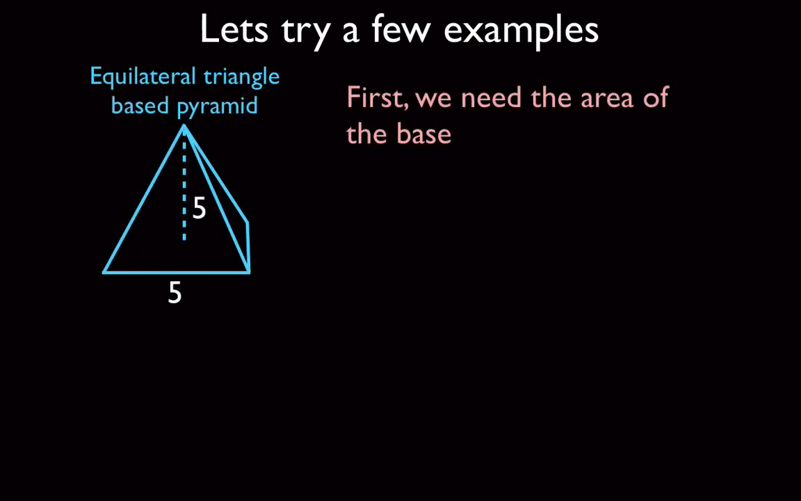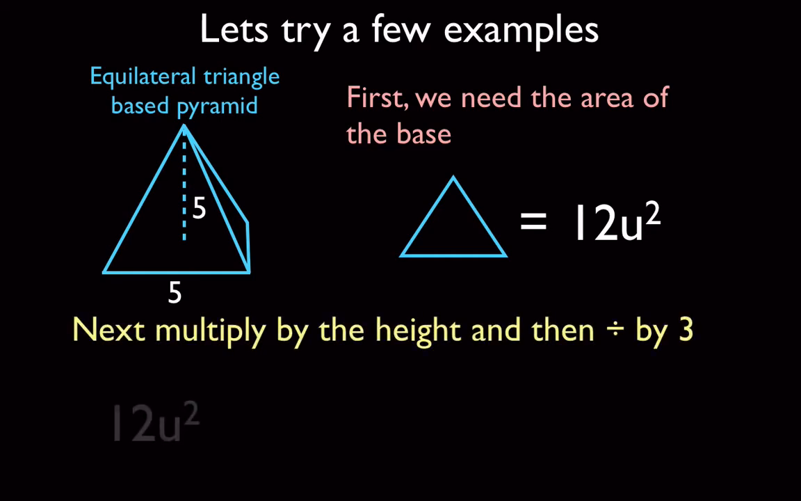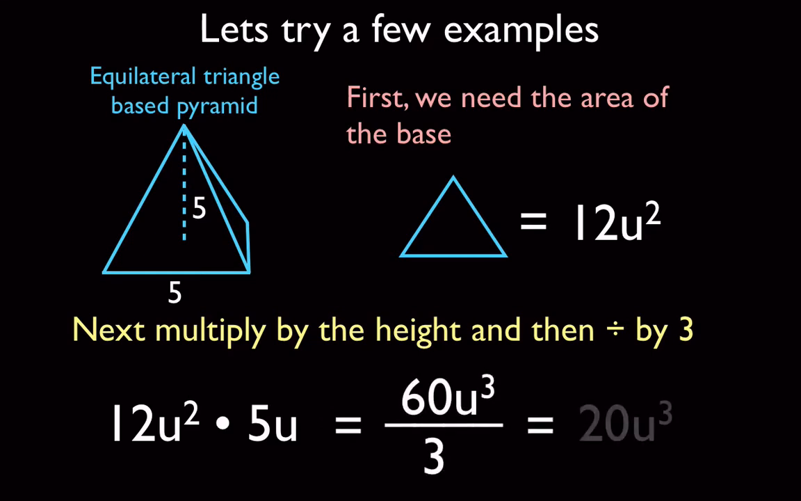Okay, now this one is an equilateral triangle base pyramid. First of all, we need to know the area of the base. I went ahead and gave it to you because if you do not know how to find it, you cannot find the area of a triangle. In this case, we were not given the height and base, so we can't actually find the area of it. So in the problem, I gave you that the area was 12 units squared. Now all we have left to do is multiply it by the height and divide by 3. So we're going to end up with 12 times 5, which is 60, divided by 3. That simplifies to 20 units cubed.